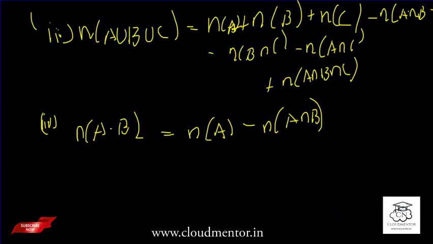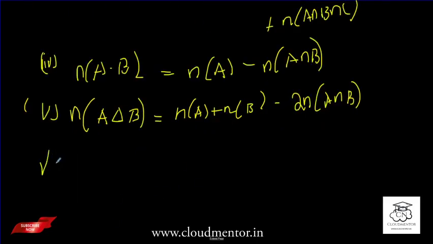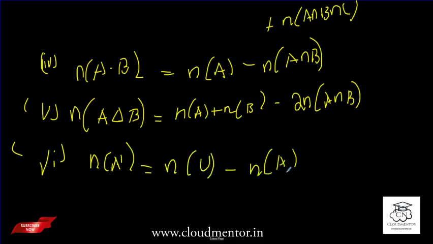And now the fifth property, that is n of the symmetric difference of A and B, will be equal to n of A plus n of B minus 2 times n of A intersection B. And now the sixth one, that is n of A complement, will be equal to n of U minus n of A. That's simple.